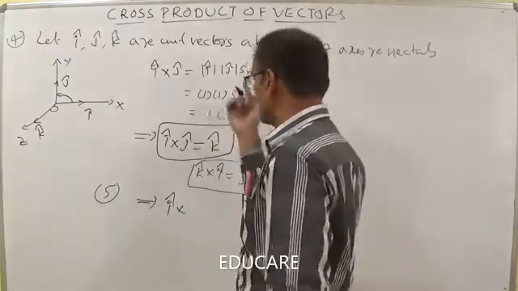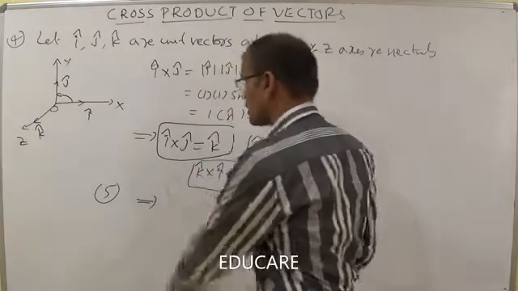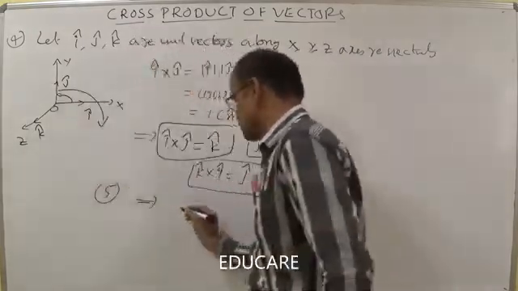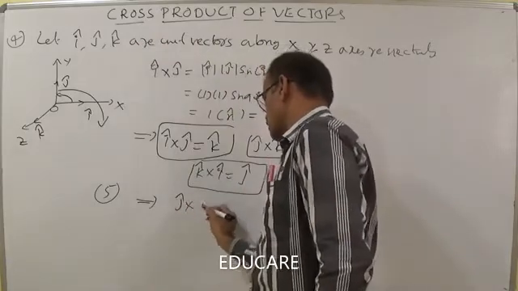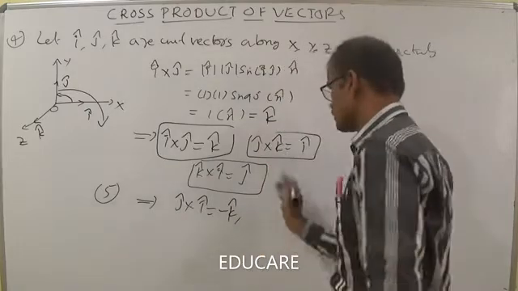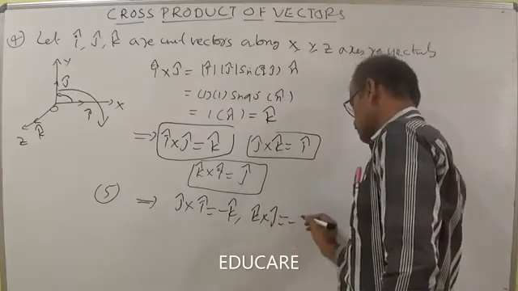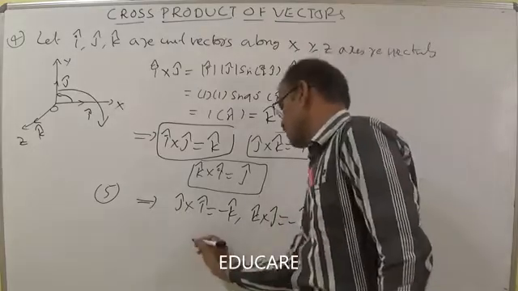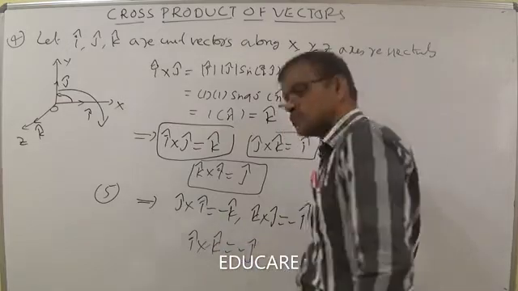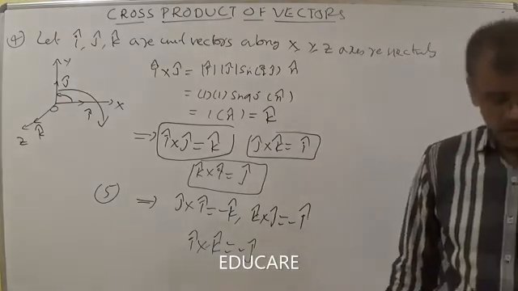i cross j is k, as we got. For j cross i, the direction changes, so j cross i is minus k. Next, k cross j is minus i, and i cross k is minus j. This depends on the negative direction and negative angle.